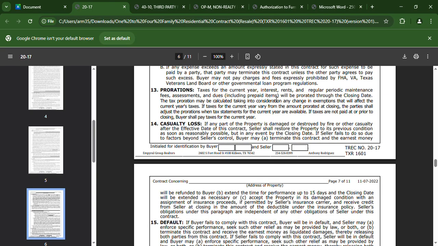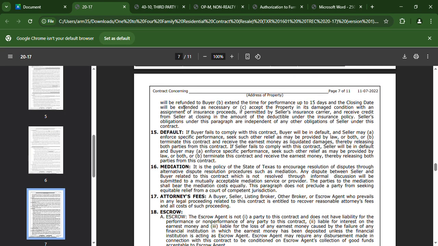If there are other issues that come along, this deals with those. Prorations for taxes and rents and so forth. The seller will pay the first part of the taxes, and you'll take over the second part of the taxes from the day of the closing of the deal. Sometimes the taxes have to be paid a little bit extra. Casualty and loss, initials here, address again here.